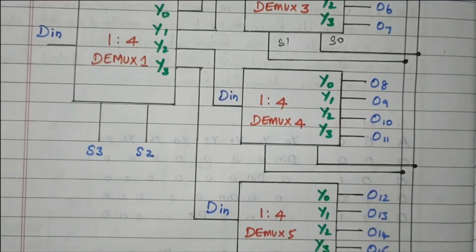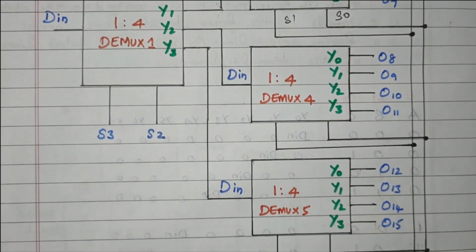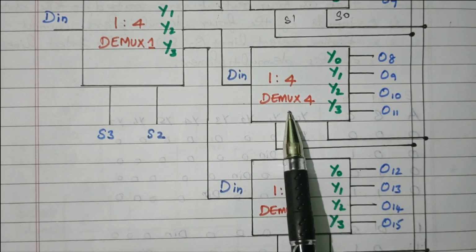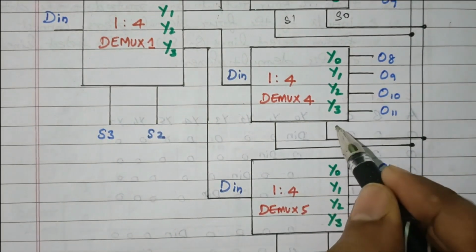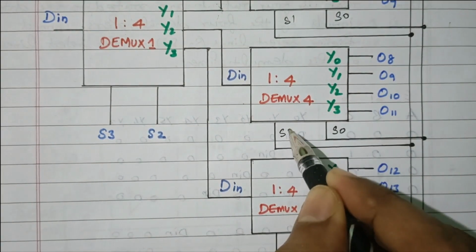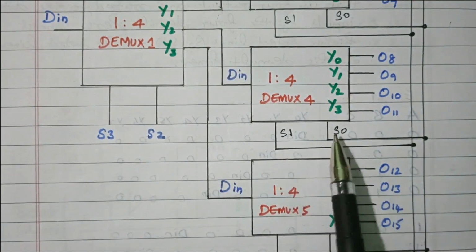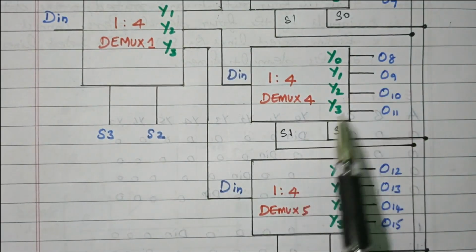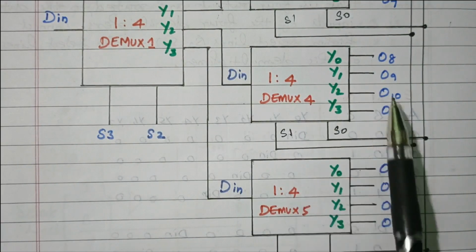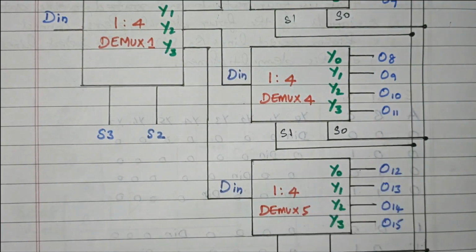Then the selection line S3 and S2 being 1 0 means dmux4 will be enabled. Again here it is connected with the selection lines S0 and S1. 0 0 means D8, 0 1 means D9, 1 0 means D10, 1 1 means D11. Right.